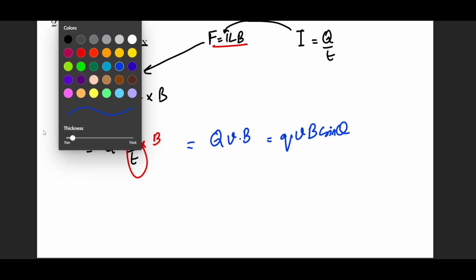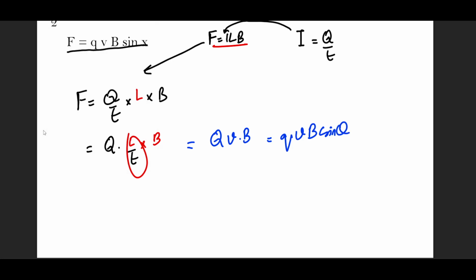So notice that the formulas are exactly the same. The only thing is that this represents the whole conductor, the whole piece of wire. And this only discusses the force on just one single charge out of that wire, which is moving. And this charge could exist anywhere else as well.